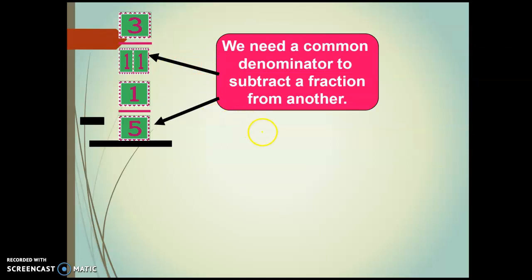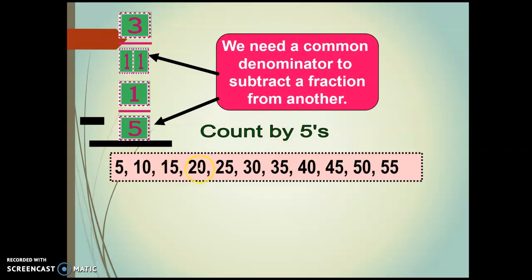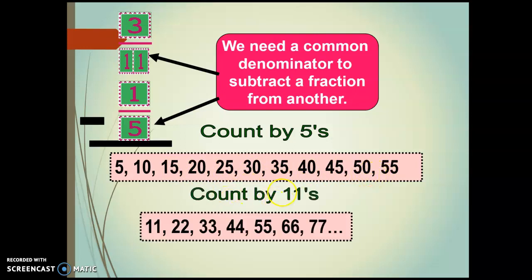First, we count by 11s and 5s, okay? 5, 10, 15, 20, 25, 30, 35, 40, 45, 50, 55. We count by 11s: 11, 22, 33, 44, 55, 66, 77. We look for the smallest common number between the two groups of numbers. So it's 55. 55 is our common denominator.